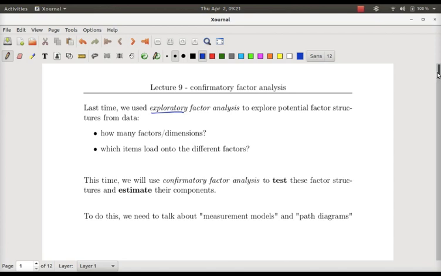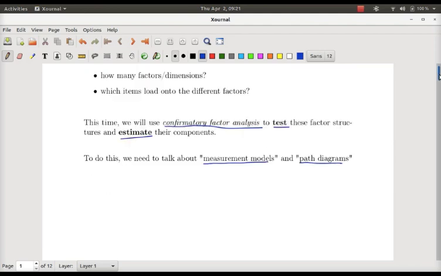This time we're going to use confirmatory factor analysis. And what we're going to use that for is to take those factor structures that we looked at last time, and we're going to test these factor structures and furthermore estimate their components. Now, what exactly does that mean? Well, to do this, we need to talk a little bit about measurement in this context. So we're going to talk today about measurement models and path diagrams. And then at the end, we will talk about how to do confirmatory factor analysis in JASP.